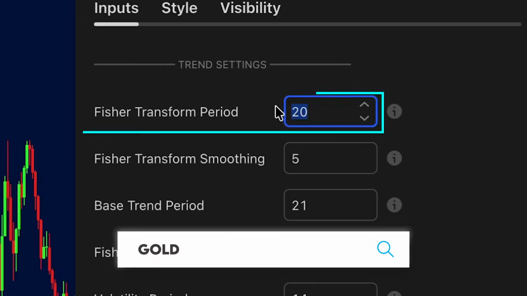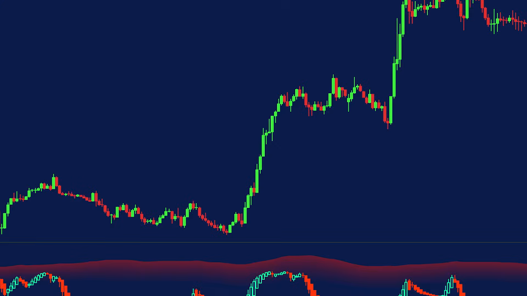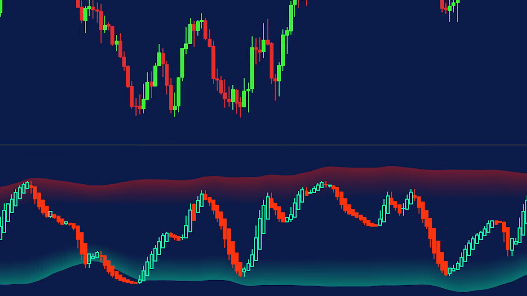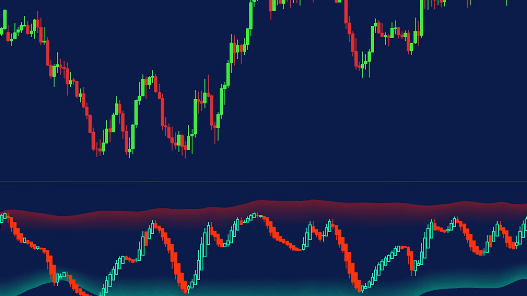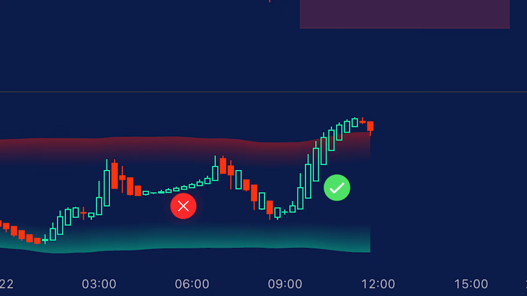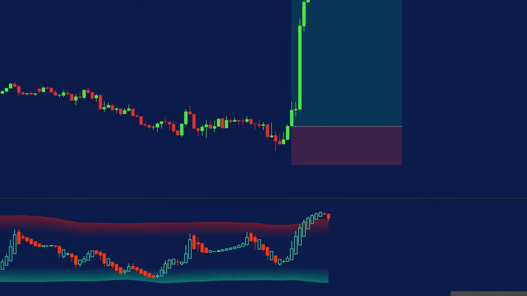For gold, set Fisher period at 12 and increase volatility multiplier to 2.0. Gold exhibits violent swings that can trigger false threshold breaches if your bands are too tight. These settings keep you out of the whipsaws while catching the real directional moves. Also, for gold specifically, only trade strong trend lock setups and ignore simple candle color changes unless the trend line has fully locked in one direction. This single rule will keep you out of gold's notorious false breakouts.